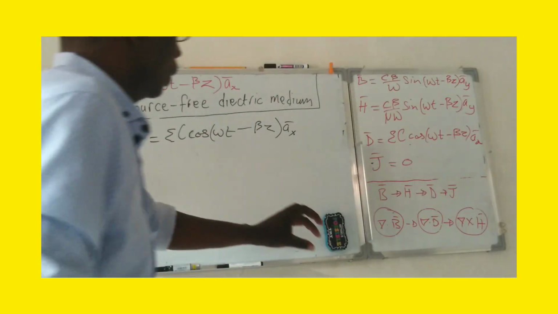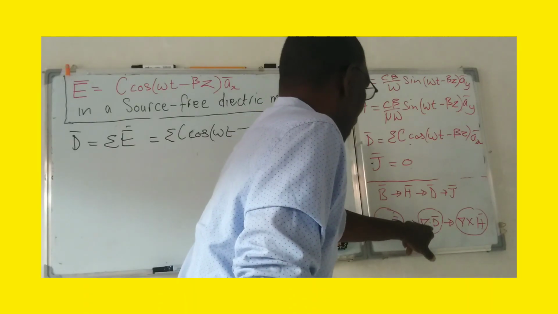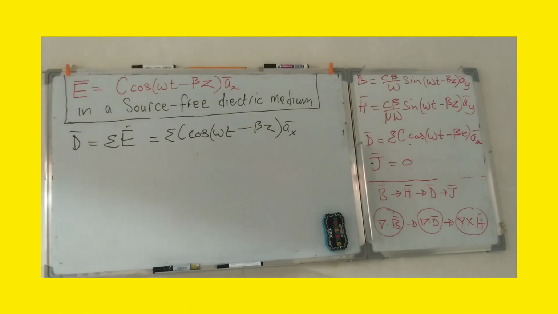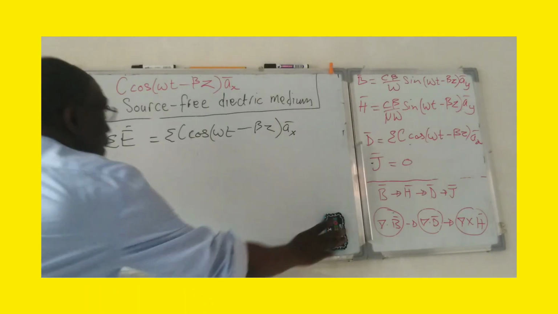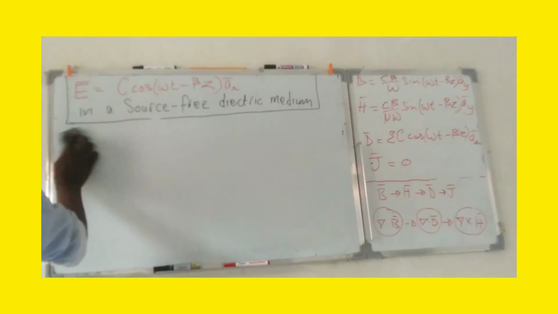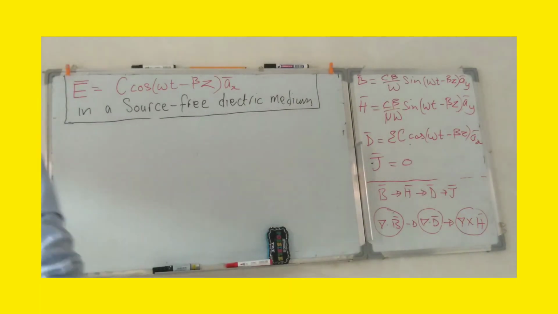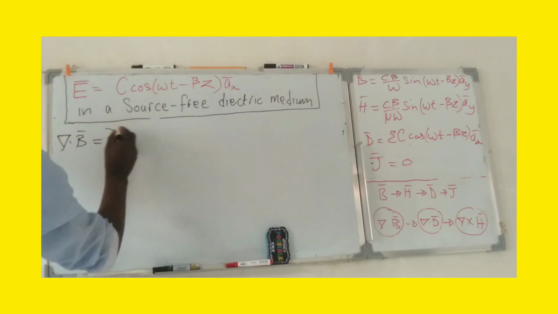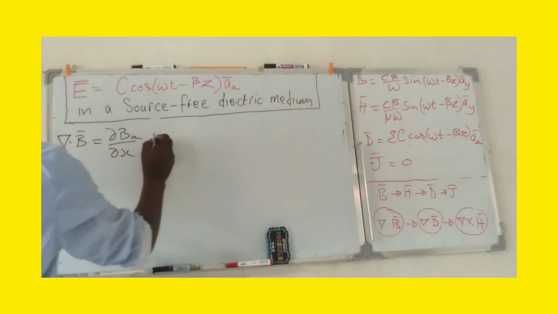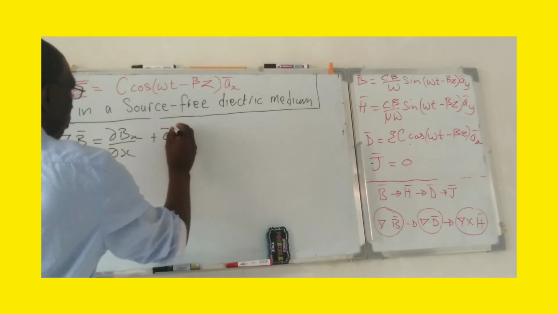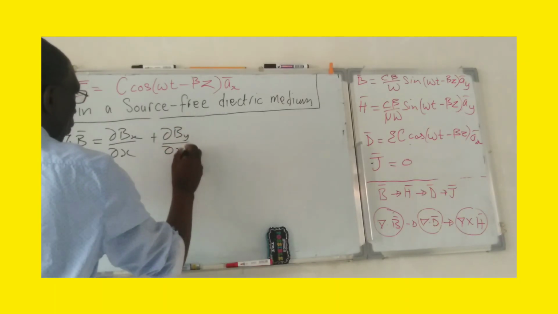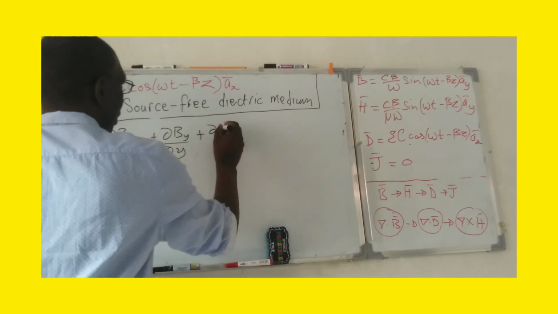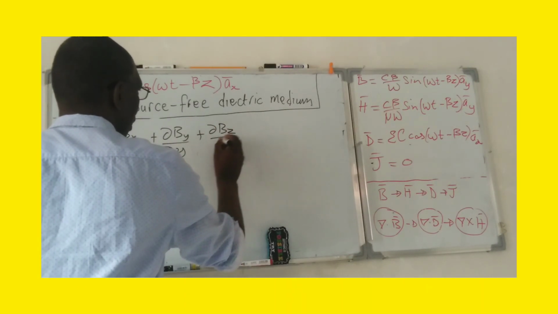Our next assignment now is to prove this and that and that. First of all, the divergence of B. Now, let me clear this first. What is the divergence of B? Well, the divergence of B is equal to partial B along the x direction, partial x, plus partial B along the y direction, partial y, plus partial B along the z direction, partial z.